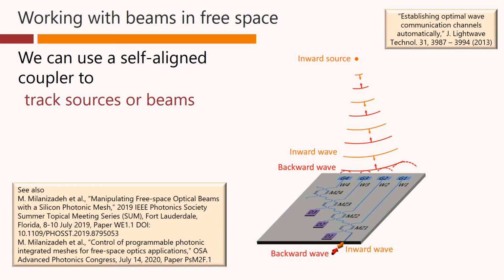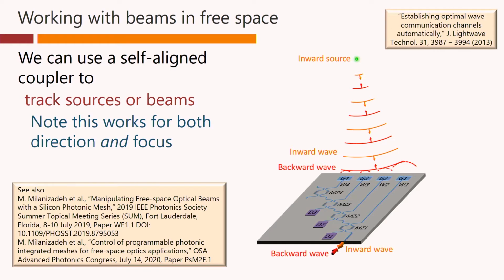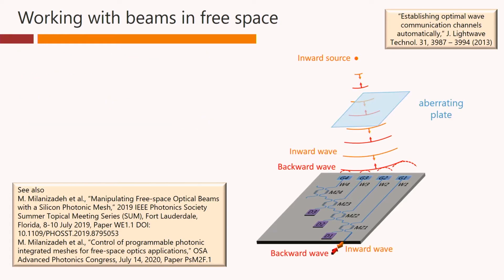We can use a self-aligned coupler to track sources or beams. So for example, if we have a source here shining light into these grating couplers, the mesh can align itself to do its best to put all of that power out of this output here. If we were to shine light backwards in here, it would focus back down onto the inward source as much as possible. Note, this works for both direction and focus. We're not merely steering the beam here, we're also handling the focus back onto the inward source, and we're correctly collecting the light, including the phase curvature, into this mesh.